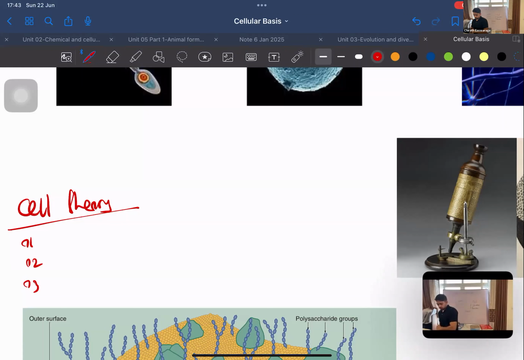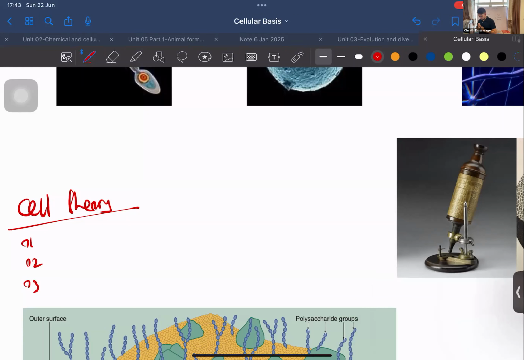So you have to know five people: Robert Hooke, Anton van Leeuwenhoek, Matthias Schleiden, Theodor Schwann, Rudolf Virchow. Five people are enough for the history of the cell. There are other people like Ernst Haeckel and Singer and Nicolson. There are so many other people that we'll encounter in the future, so not necessary right now. Any questions?